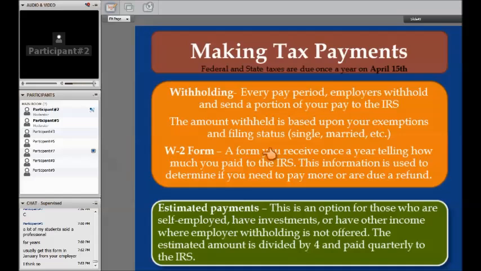Another way you can make your tax payments would be estimated payments. This would be more for somebody who is self-employed or they have a lot of investments, and then they have other income and they don't have the employer withholding their money. Maybe they have a job and the employer's withholding money out of their paycheck, but they also have a lot of income that they're going to have to pay taxes on from other sources, such as investments or another business or something like that. So they'll want to estimate how much they're going to owe at the end of the year, and then most of the time they'll divide it by 4 and they'll pay it out quarterly and send those estimated payments to the IRS.